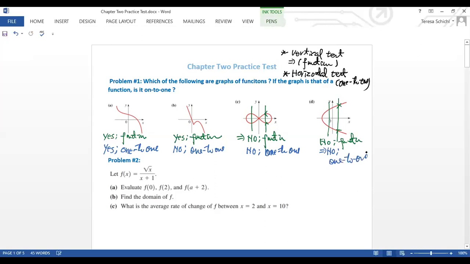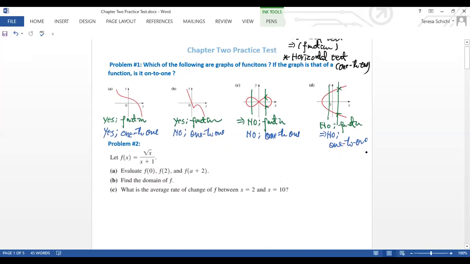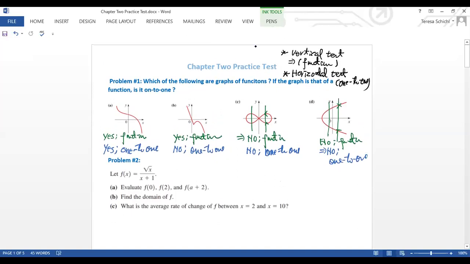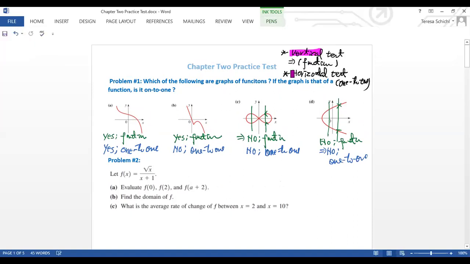Okay. And so that's it for problem number 1. It's pretty simple. Basically, they test the concept about the vertical line test. So be careful, this is a key concept we try to test. It's the vertical line test and the horizontal line test, right?